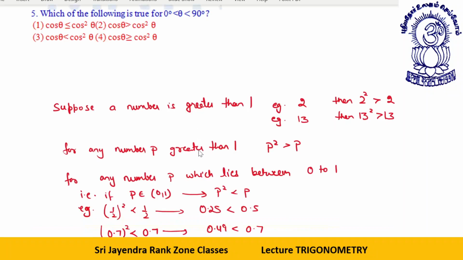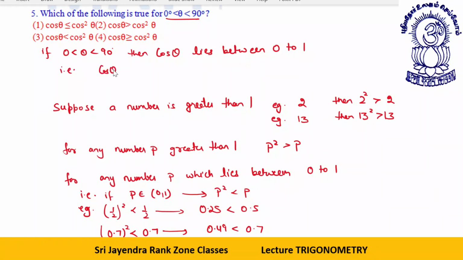So on the basis of this, cos theta, you are given theta lies between 0 to 90 degrees. If theta lies between 0 to 90 degrees, then I can say cos theta lies between 0 to 1. So what will happen? Cos theta lies between 0 to 1.